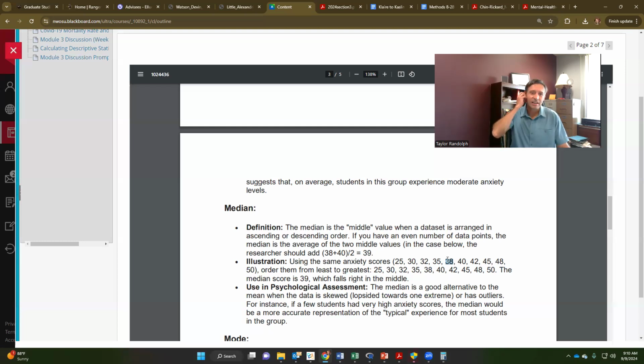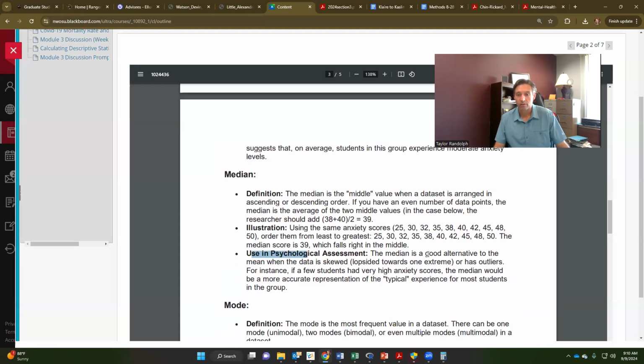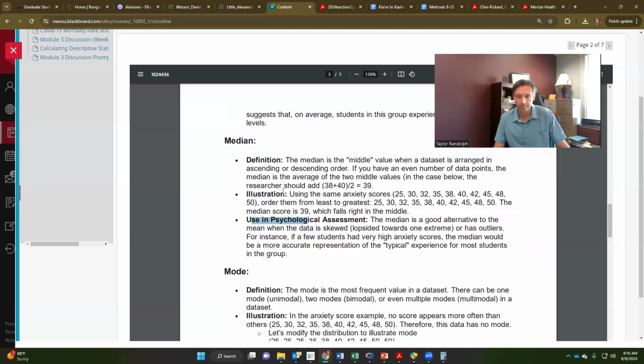That's the key when you're figuring the median: if you have an even number of scores, you have to take the 2 middlemost scores and divide them by 2. If you have an odd number of scores, you just find what score falls in the direct middle. So it's a little different than mean. It's called median. For use in psychological assessment, it's a good alternative when the data is skewed. If it has outliers, you can determine a median.